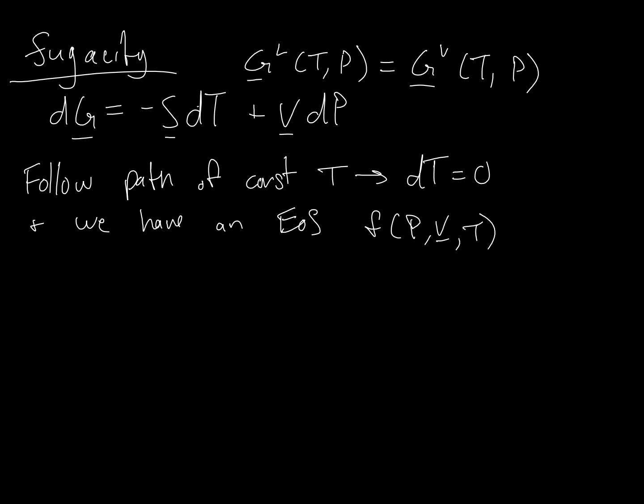So for our derivation, we're going to assume two things. One, we're following along a path of constant temperature. And two, we have some equation of state that we can use to manipulate pressure, volume, and temperature. So from these assumptions, we're going to choose a pressure change going from P1 to P2, where dT is equal to 0.